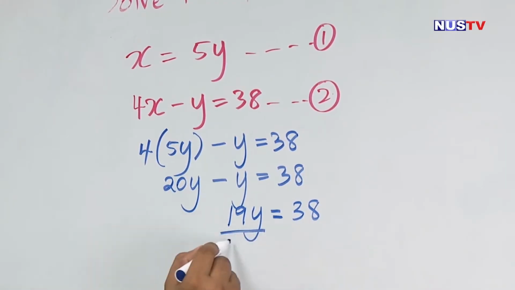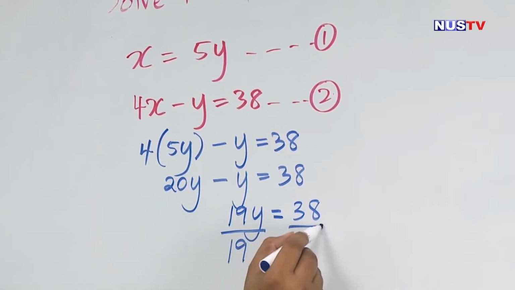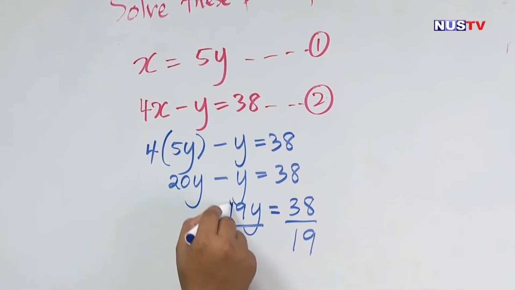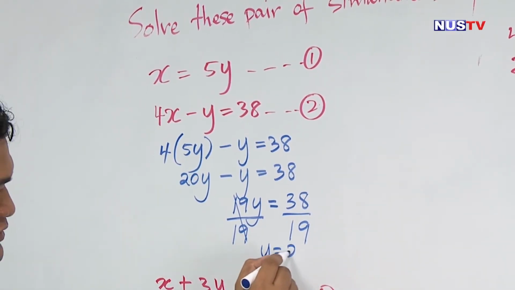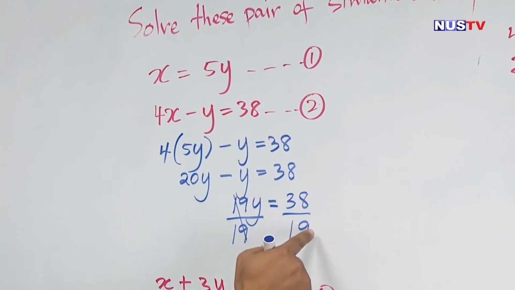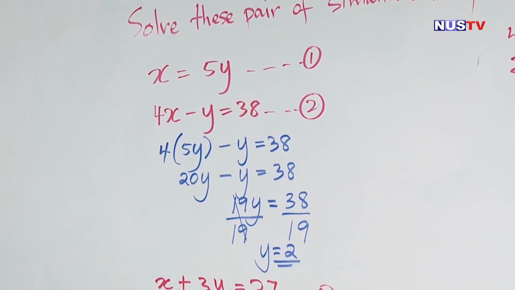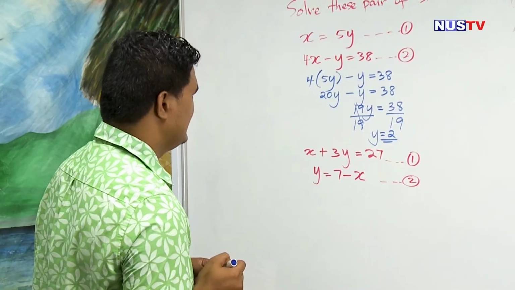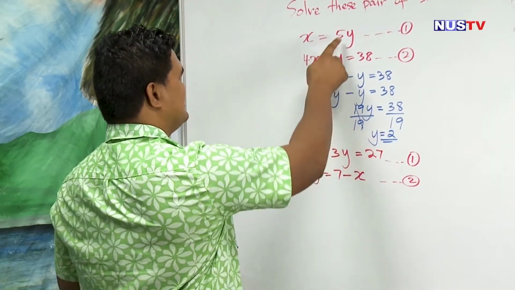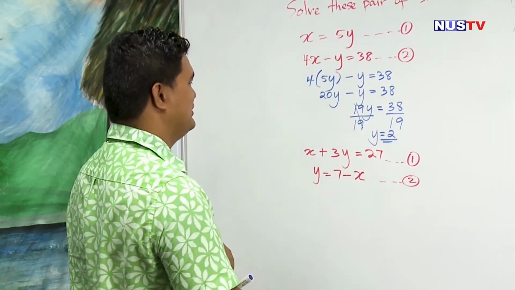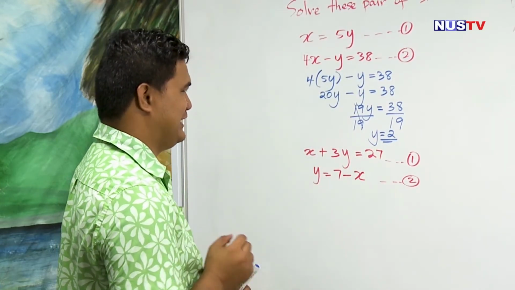The last step, we are dividing both sides by 19. Therefore, the value of y will be equal to 2, because 38 divided by 19 is equal to 2. Next, we are going to substitute our value of y to our equation at the top in order to get our value of x.